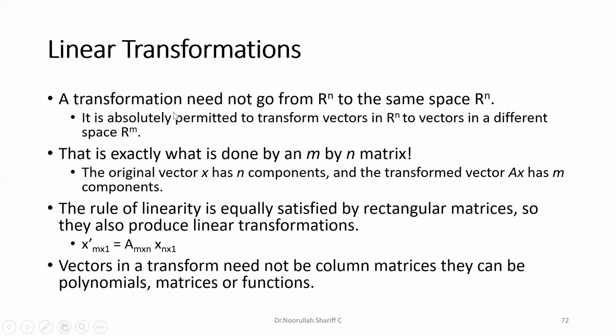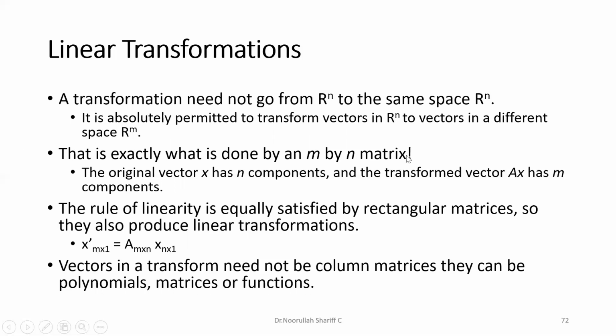So please remember that a transformation need not go from Rn to the same space Rn, and that's what really happens here. You can see here x, which is in n dimensions, will get transformed into x dash, which is in m dimensions. So it's absolutely permitted to transform a vector in Rn, that is x, n cross 1, to a vector in a different space Rm, that is x dash, m cross 1. So x dash is a vector with m rows in it.